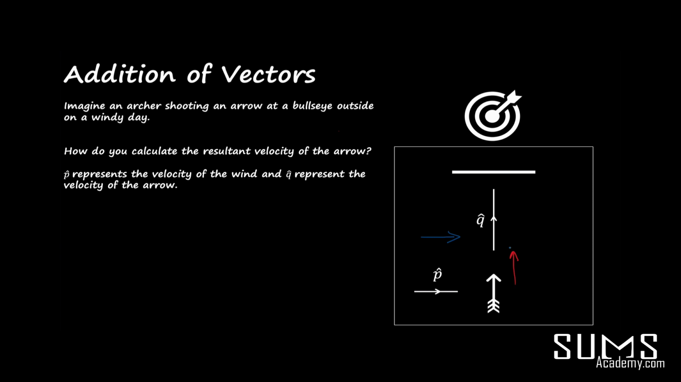If there was no wind, if there was no force from this side, then it would fly straight, but obviously it's windy, so we know that this is going to have an effect on what's happened. So if we have a look at this, we just draw it out. How do we work that out? Well, you'll have a vector P, and you'll also have vector Q.